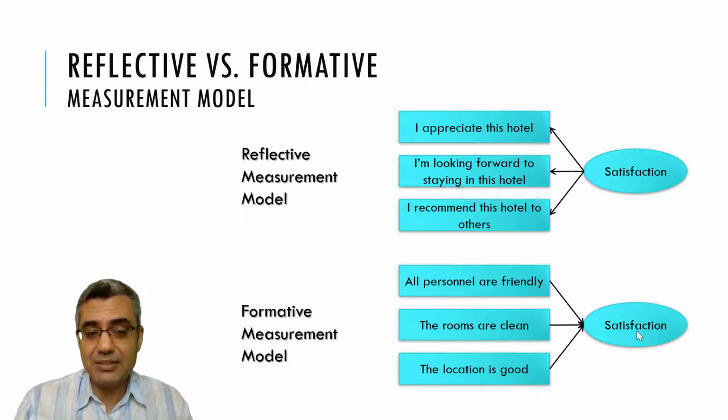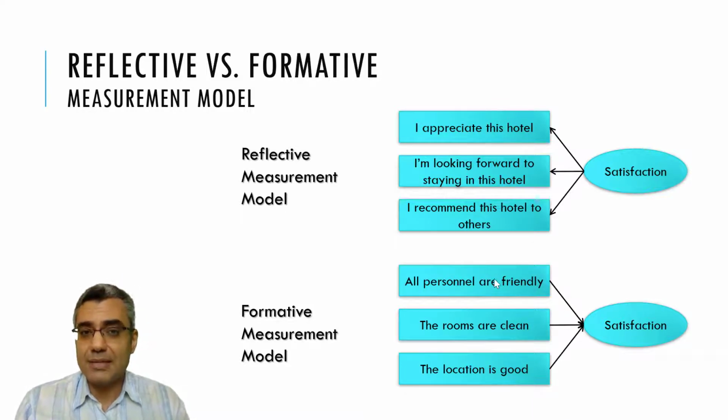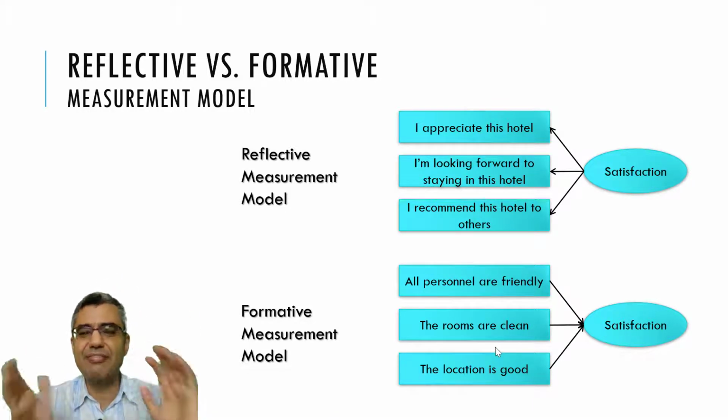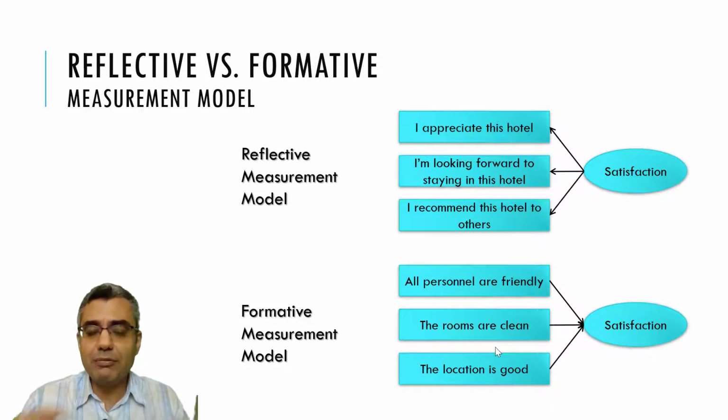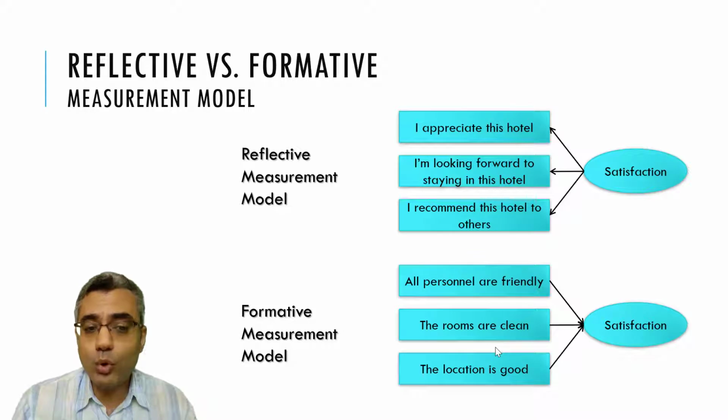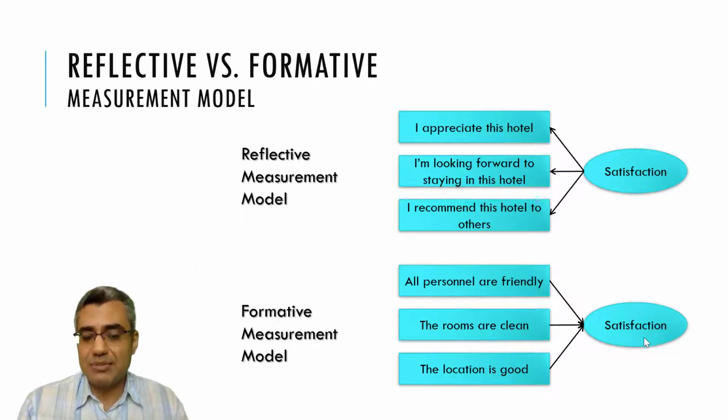You see, so the first main difference is the direction of the arrows, right? And here we can see these three items are like dimensions. They are different aspects of customer satisfaction. They are totally different, right? So when we put them together, we form a construct named satisfaction. So it's a formative construct, right? A formative measurement model. So these items form the construct.